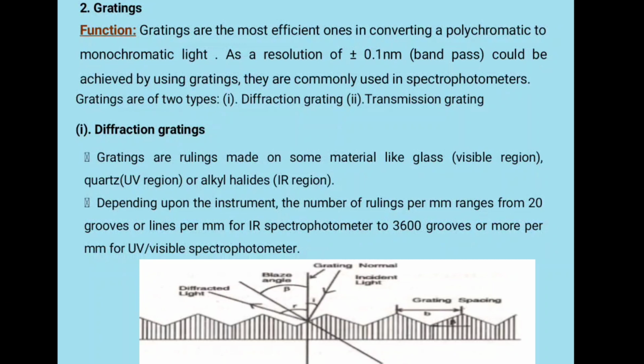Diffraction gratings. You can see the diagram here. Here gratings consist of rulings. The lines which are present are called rulings. The lines are made up of some material like glass in the visible region, quartz in the UV region, or alkyl halides in the IR region. Depending upon the instrument, the number of rulings per mm ranges from 20 grooves or lines per mm for an IR spectrophotometer to 3600 grooves or more per mm for a UV or visible spectrophotometer.